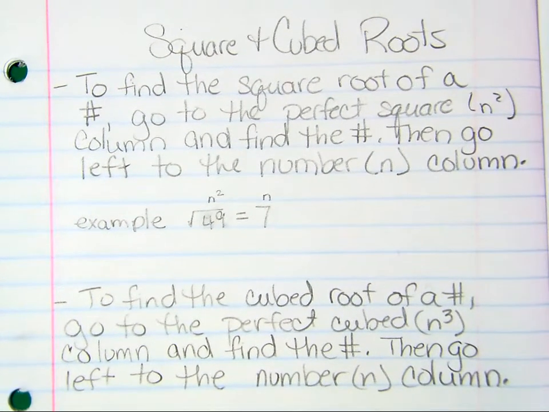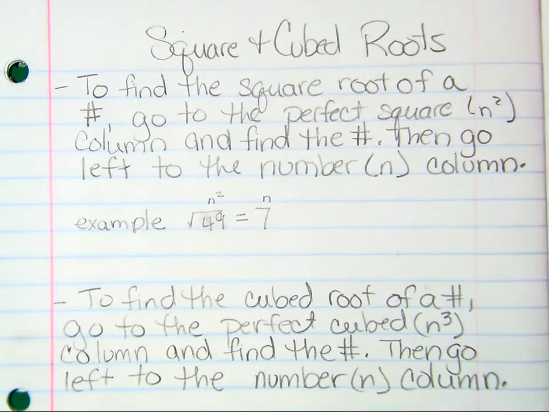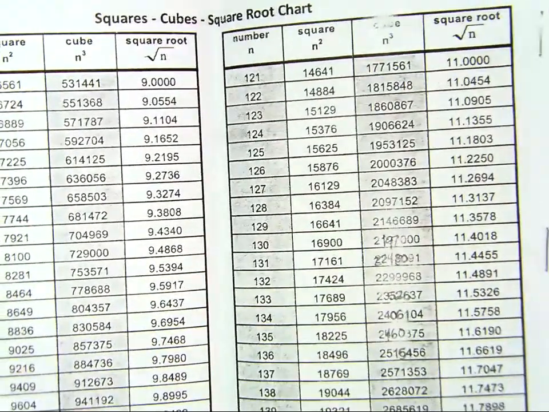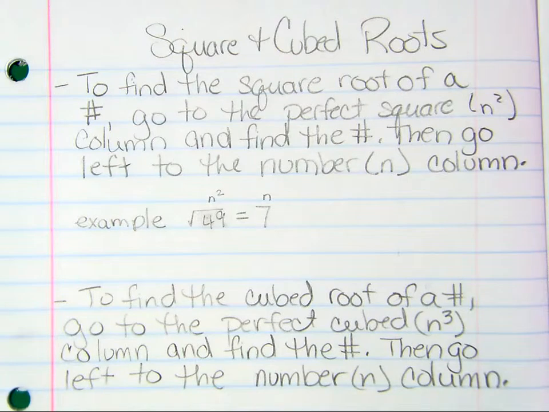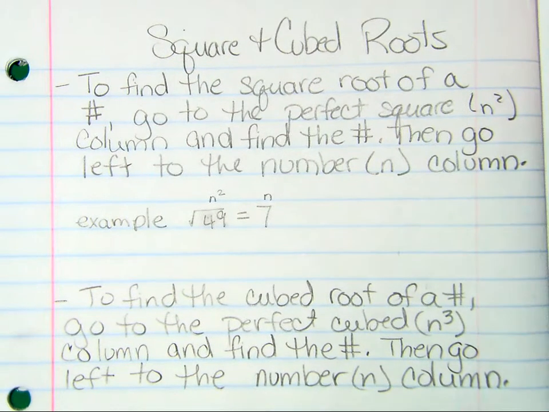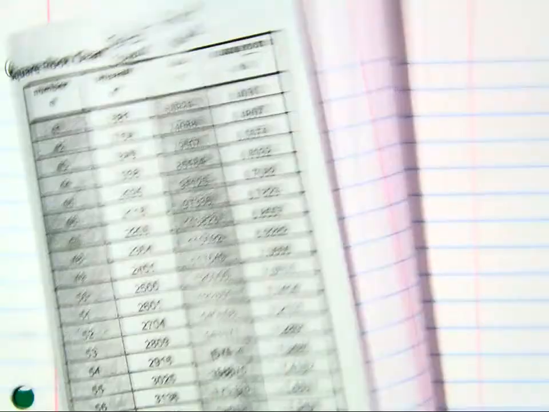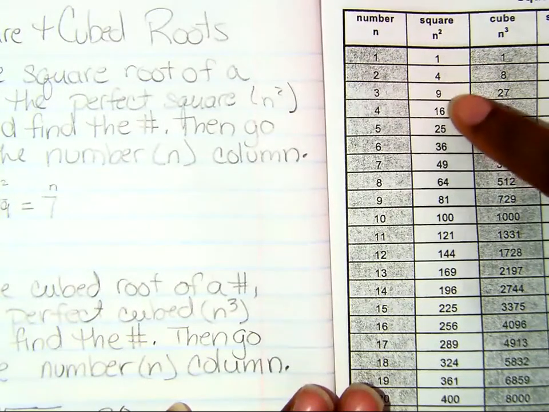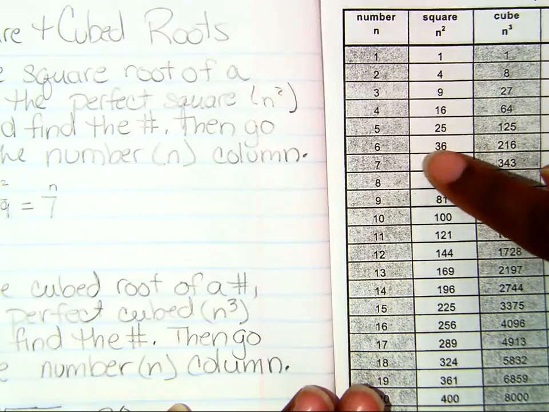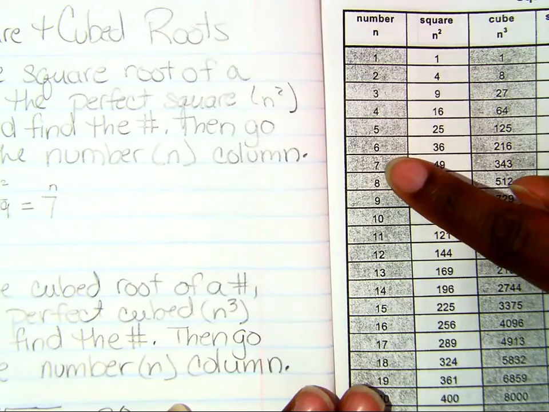Square and cube roots. To find the square root of a number using this chart, go to the perfect square column, find the number, then go left to the number column. So if I'm looking for the square root of 49, I find 49 in this column, and then I look over. My answer should be 7.